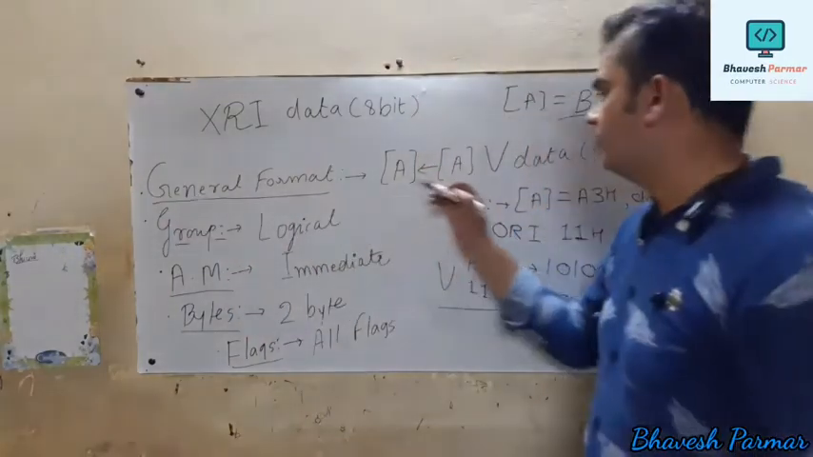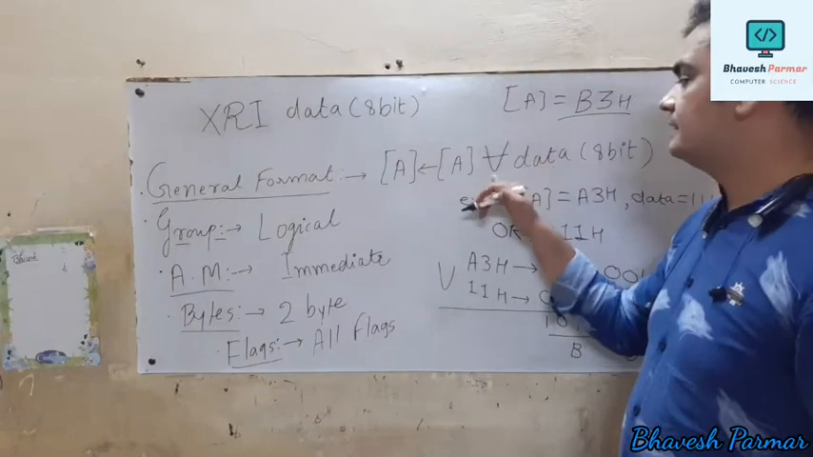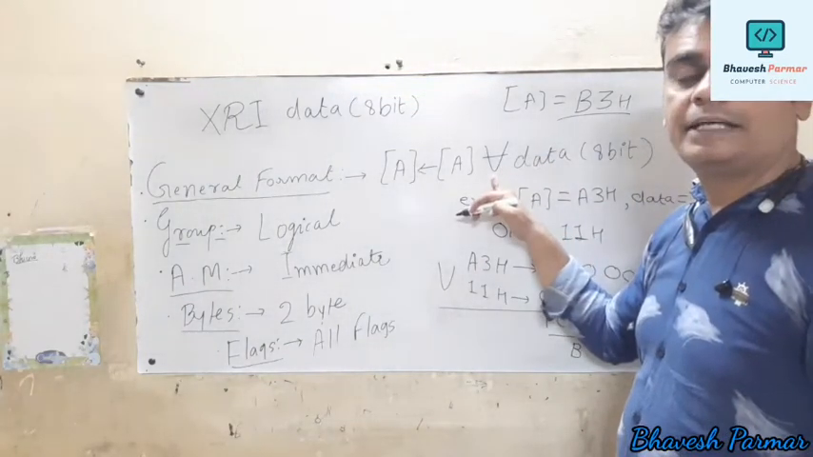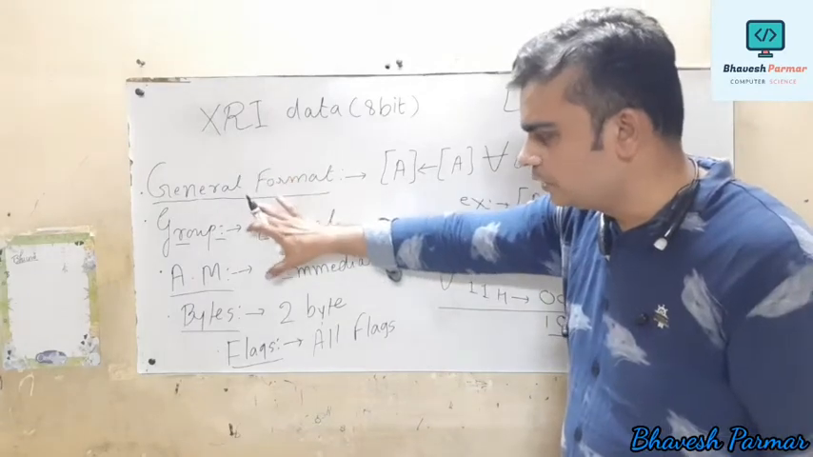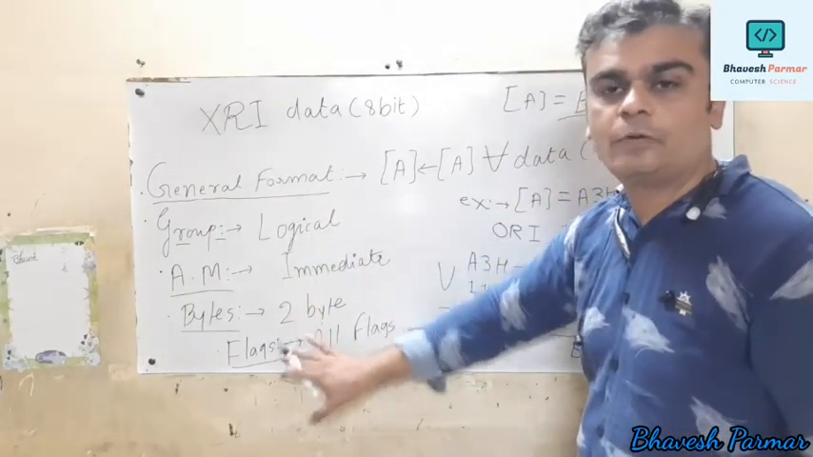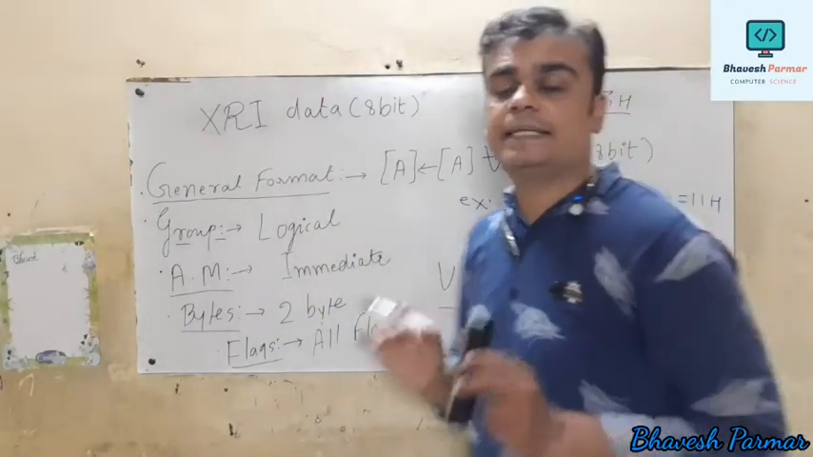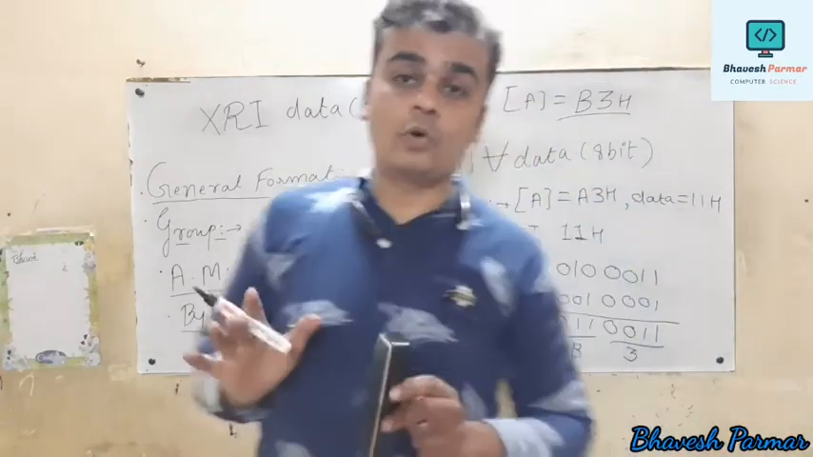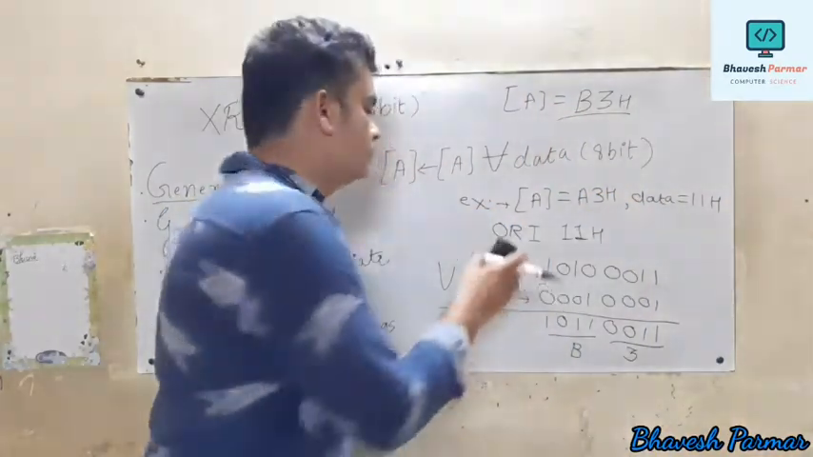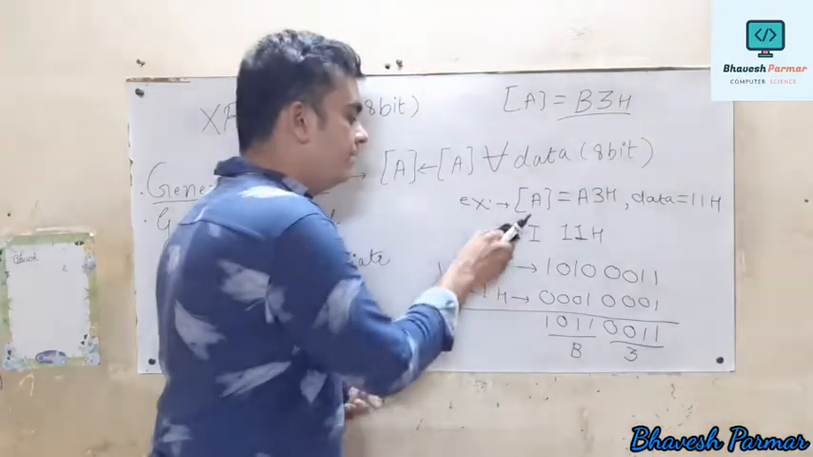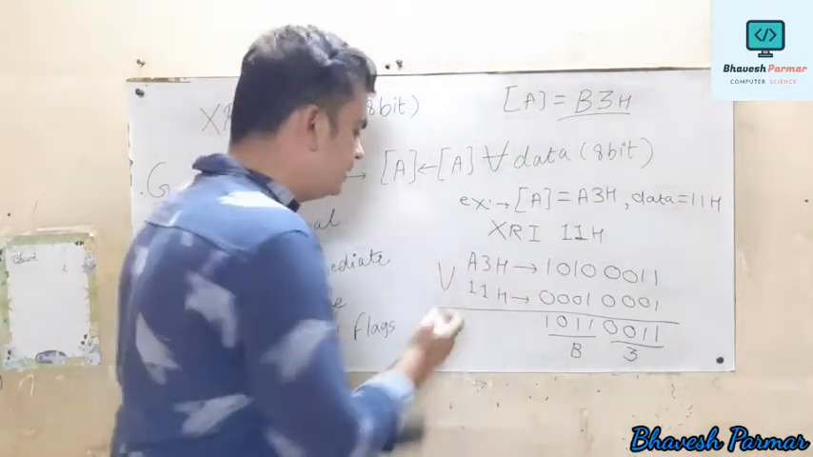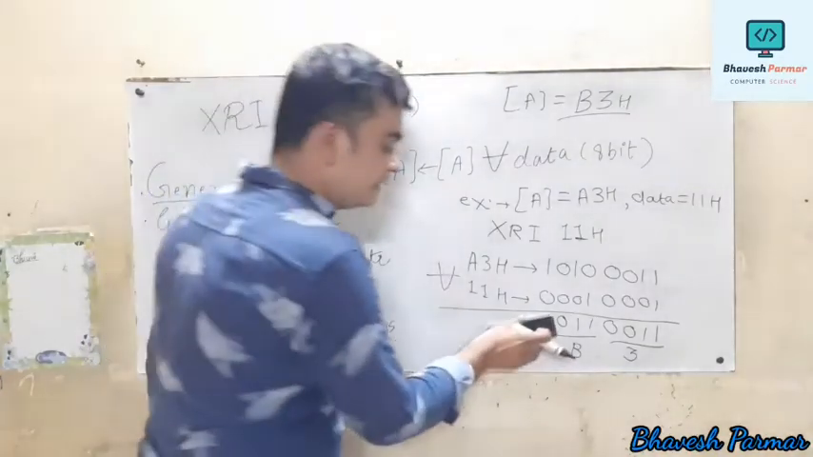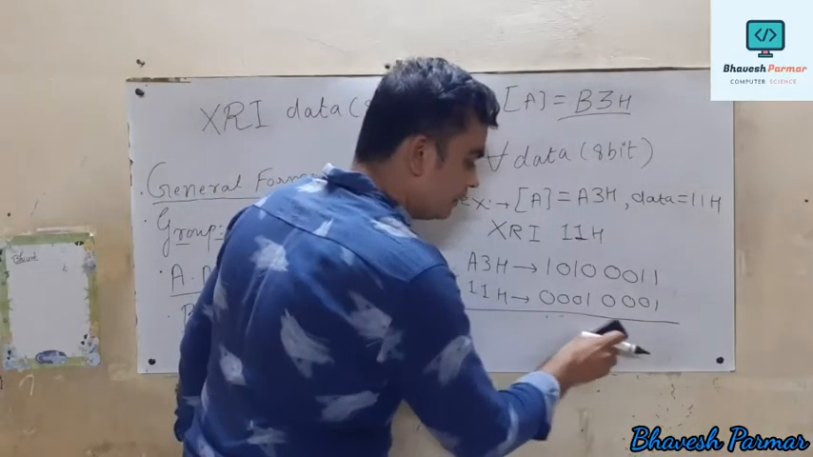So in the general format, I will just make this change. It is the symbolic representation of exclusive OR. As I told you earlier, the group, addressing mode and all these points are the same as it is. Now let me focus on the example. If I take the same example and change the operation, that is XRI 11H, let me see how the output comes.